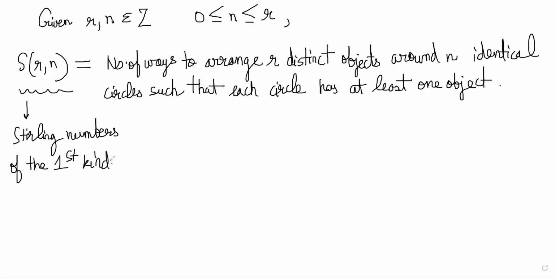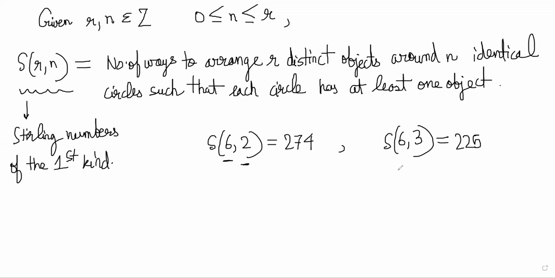And so far, with the 2 problems that we have solved, we have found the value of S(6,2), which was 274, 6 people around 2 tables. And we also found S(6,3), which was 225, which is 6 people around 3 tables, right? Now, let's look at some of the properties of these Stirling numbers. There are some obvious properties that I will not prove, but I will just state them so that you can understand the properties. You can convince yourself that this is true.